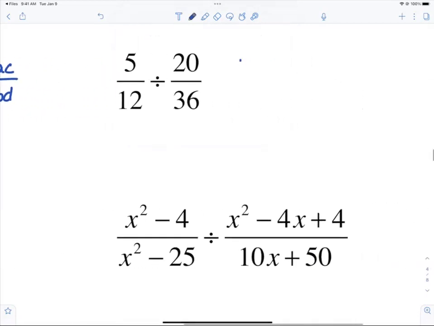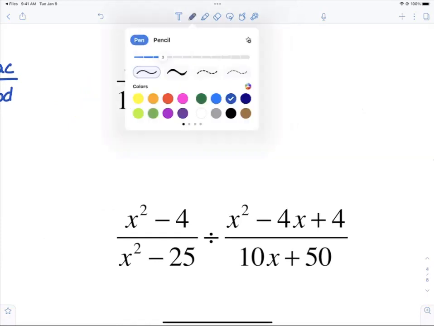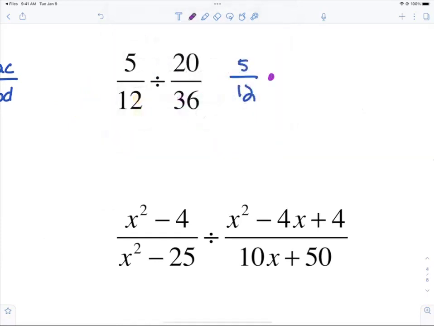Simple example here, I've got 5 over 12. I'll turn this into a multiplication problem, and I will flip 36 and 20.